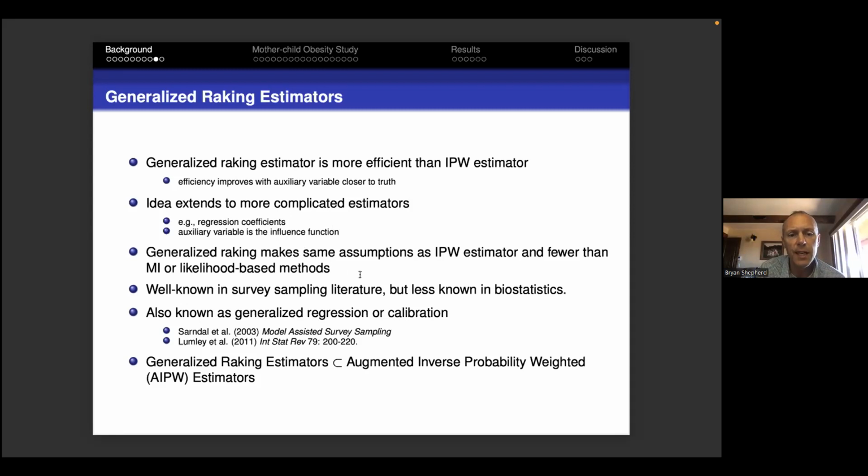This generalized raking is pretty well known in survey sampling literature, but it's less well known in biostatistics. It's also referred to sometimes as generalized regression or calibration, and there's a few references there. And something that's important to note is generalized raking estimators converge asymptotically to augmented inverse probability weighted estimators, AIPW, which many of you may have heard of. So this is another way of fitting an AIPW estimator.